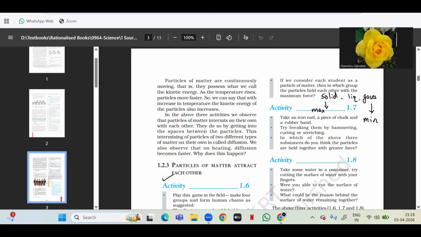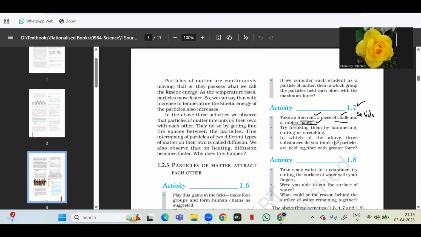activity 1.6. Now activity 1.7. This activity has taken three types of solid: an iron nail, a piece of chalk, and a rubber band. All three are solids, but depending upon the nature of the solid, the force of attraction differs. So how do we proceed in this activity? Try breaking them by hammering, cutting, and stretching. So you have to hammer, cut, or stretch an iron nail, a piece of chalk, and a rubber band.